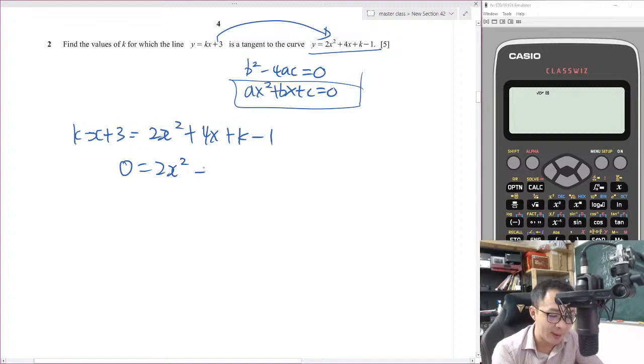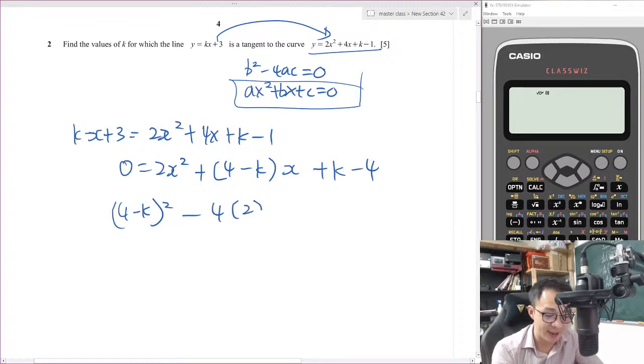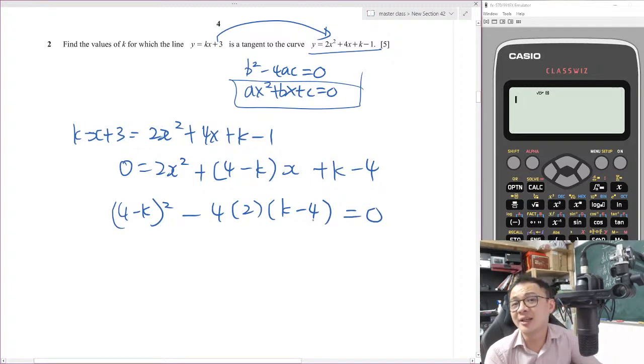2x squared plus 4. The minus kx, I move to the other side, is minus k. Take out the x. So here we have plus k. Minus 3 will be minus 4 here. So now I have a, b, c already. So I know my b squared minus 4ac goes to 0. I will solve this one, then I can easily get my k value here.